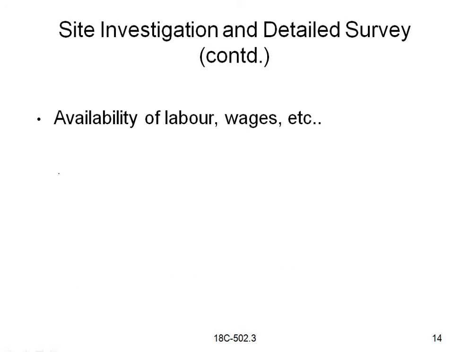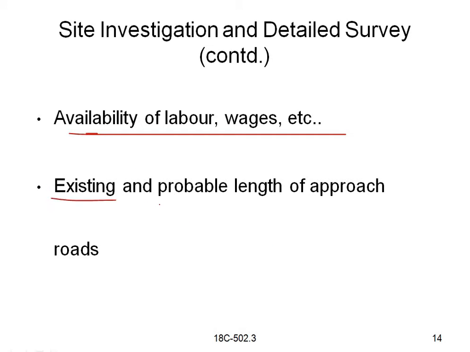And the next is availability of labor, wages, etc. So this is another thing. Nearby the site, if the labor is available, they come for a lesser amount, and if the labor is available out of state or at any other long distance from the site, the labor wages will be high. So this is another loss also. That is what we call availability of labor, wages, etc.